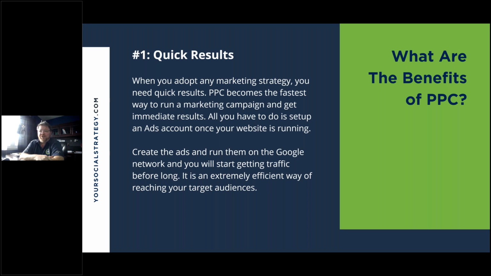So number 1, quick results. When you adopt any marketing strategy, you need quick results. PPC becomes the fastest way to run a marketing campaign and get immediate results. All you have to do is set up an ads account once your website is running. That's very important. You need to have a website up and running or landing pages before you set up a Google Ads account. You have to have somewhere to land the visitor. Create the ads and run them on the Google network, and you will start getting traffic before long. It is an extremely efficient way of reaching your target audiences.